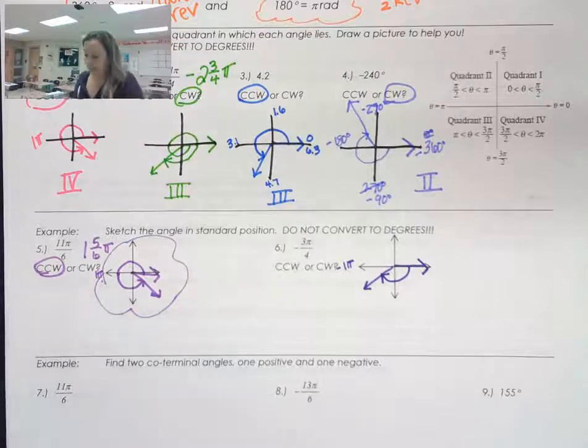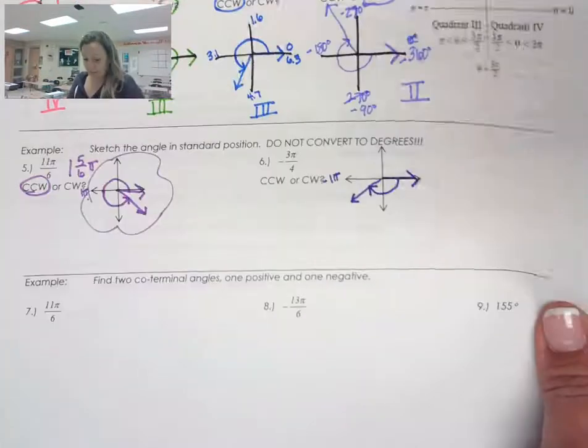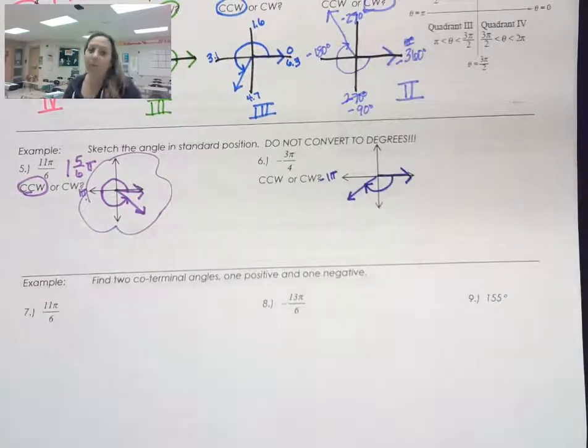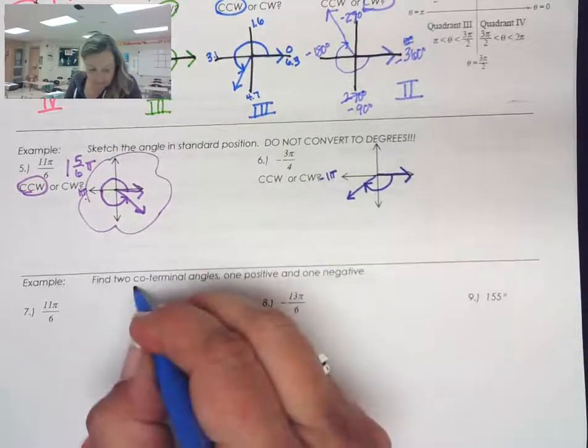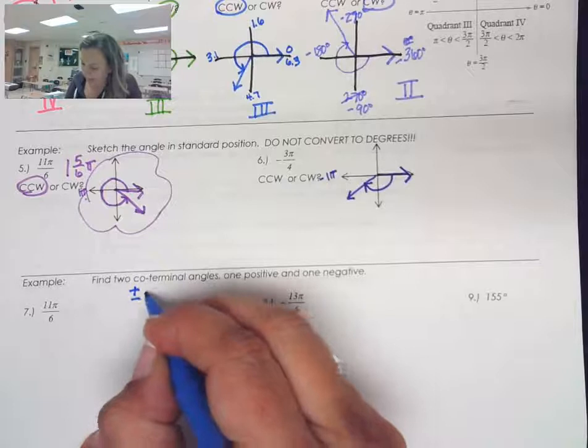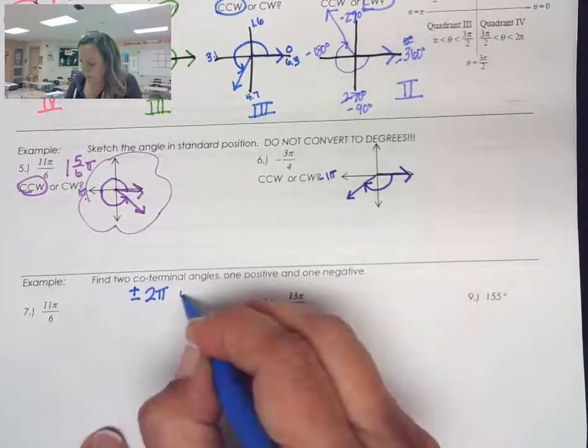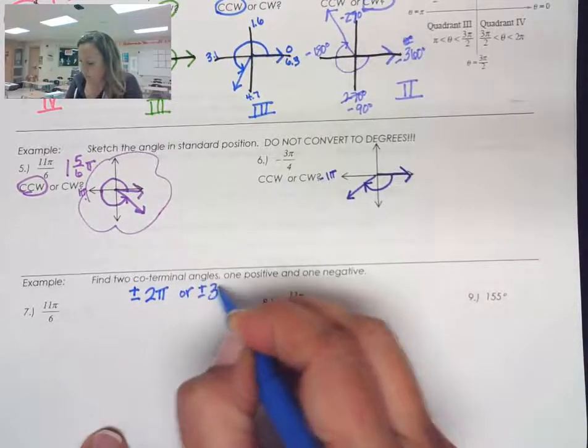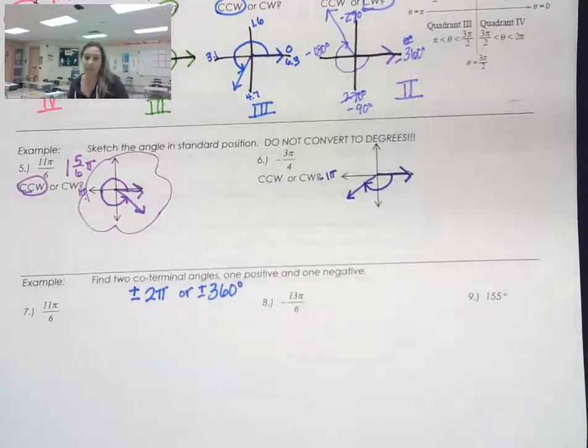All right, great. Next, find coterminal angles. When we find two coterminal angles, remember, that is where we're going to add and subtract 2 pi if we're in radians, or 360 degrees if we're in degrees. Do not go back and forth from one form to another. If it's in radians, stick in radians. If it's in degrees, stick in degrees.